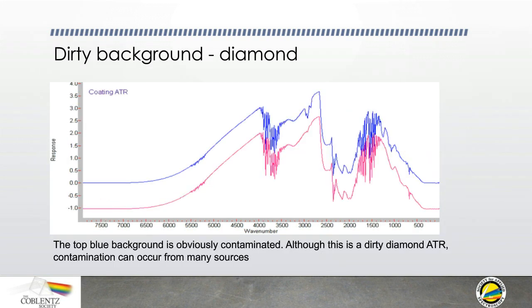Now, sometimes the problem is not necessarily in the instrument itself, but it could be in the accessory. Again, we're looking at a diamond ATR, and you can tell that by the phonon bands right here. In the blue trace, this is dirty. There was some material left on the ATR element, and you can see that by the CH stretch here. And there's a little bit of absorbance at about 1,000 wave numbers. So what this is indicating is that you have a dirty background and you are not going to get a good spectrum.